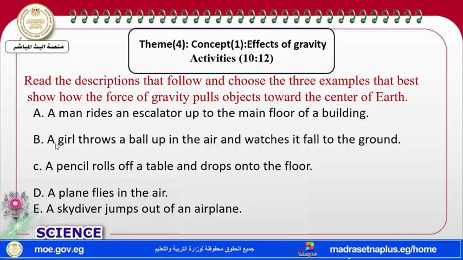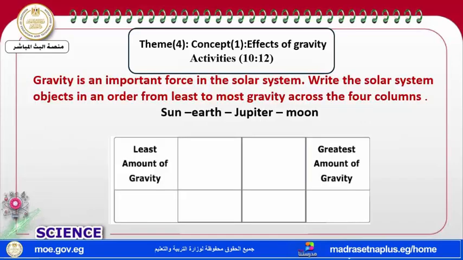Finally, the first one: the girl threw a ball in the air and watched it fall to the ground. The next, a pencil rolls off a table and drops onto the floor. Finally, a skydiver jumps out of a plane. These will be the three sentences. Okay, let's move to another question.